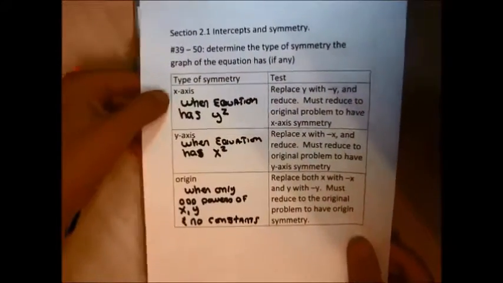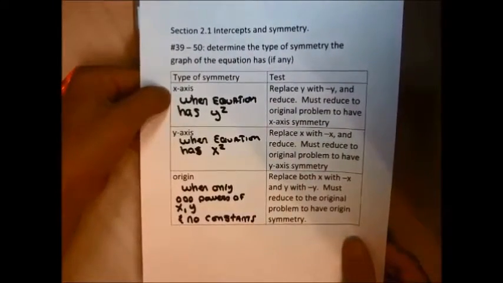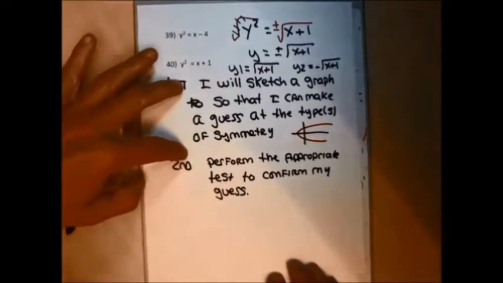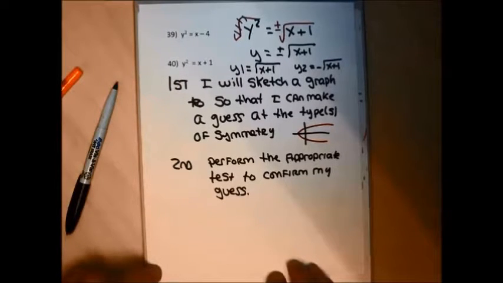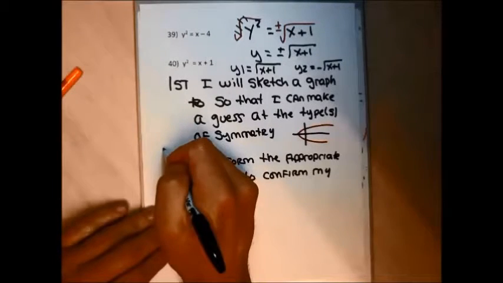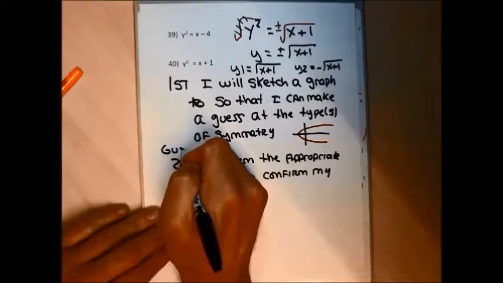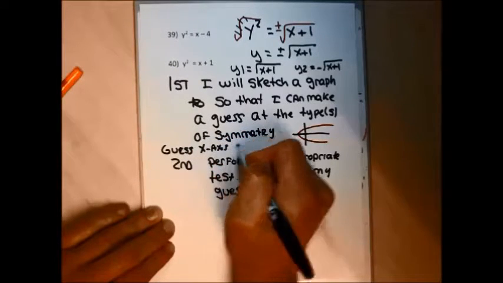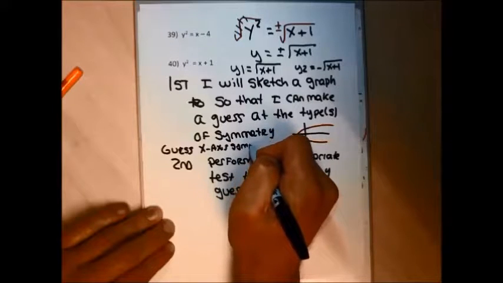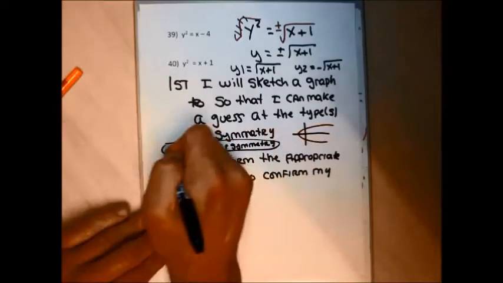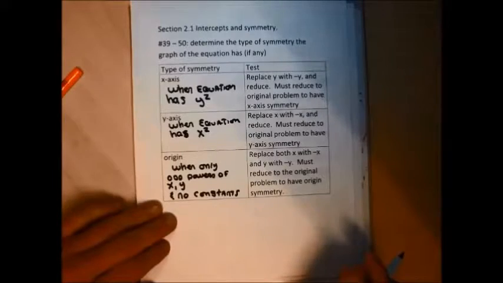My guess would have been that in general, because when there's a y squared, I think the graph's going to be symmetric to the x-axis. So I'm done with my first part of this. I sketched a graph. I guess that the graph is symmetric to the x-axis. So my guess is there's x-axis symmetry. If this was a test question and you stopped here, you're going to lose points, because that doesn't guarantee that there's x-axis symmetry. The guarantee that you need is to do the test for x-axis symmetry.